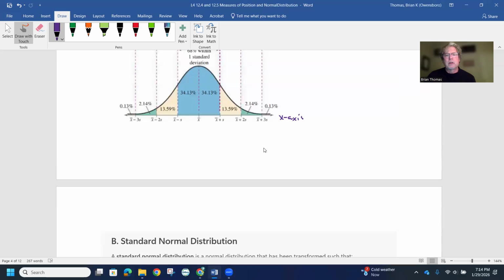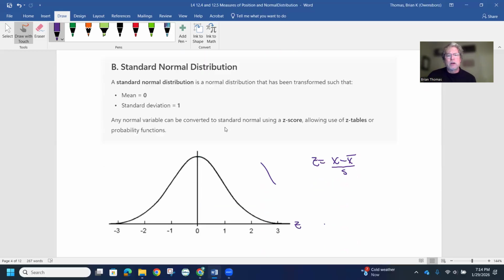Up here, we're still talking about the actual values of the data. This is the actual mean of the data. This is the actual standard deviation of the data, but we can standardize it using this formula, where I can create z-scores: x minus x bar, divided by s. So remember, x is the data item. If we subtract the mean from that and divide it by the sample standard deviation, this creates a z-score.